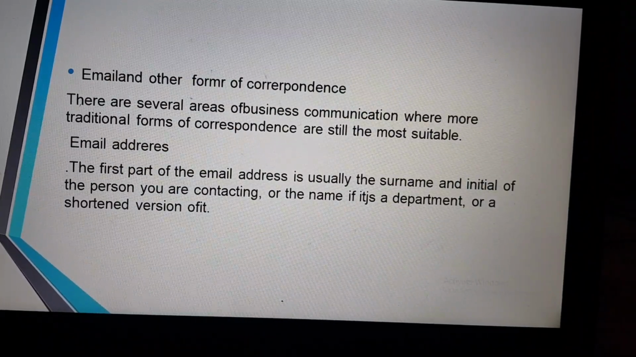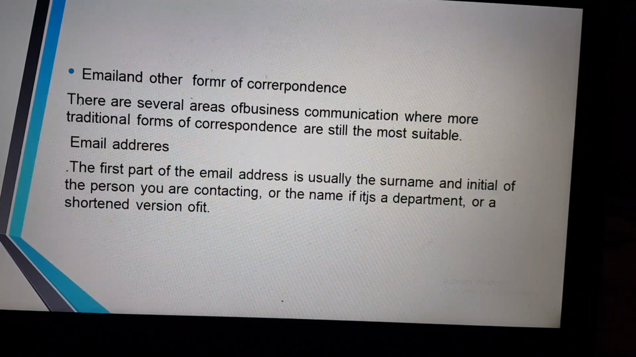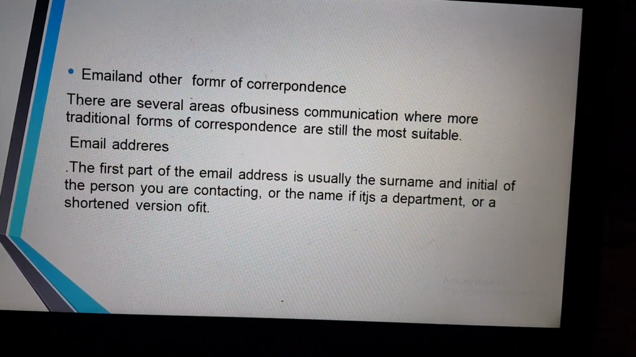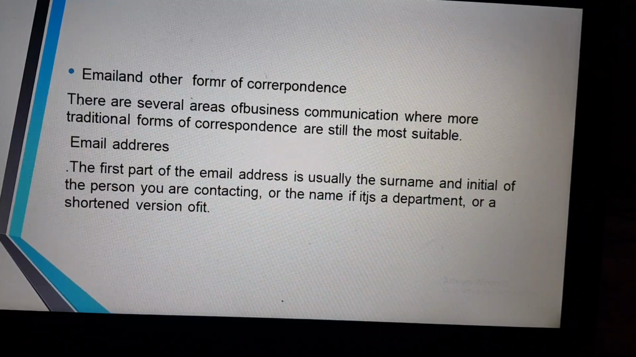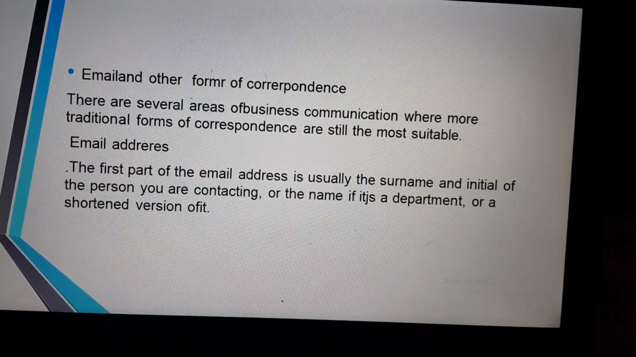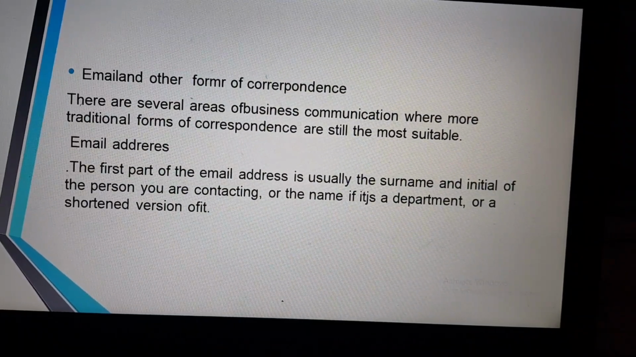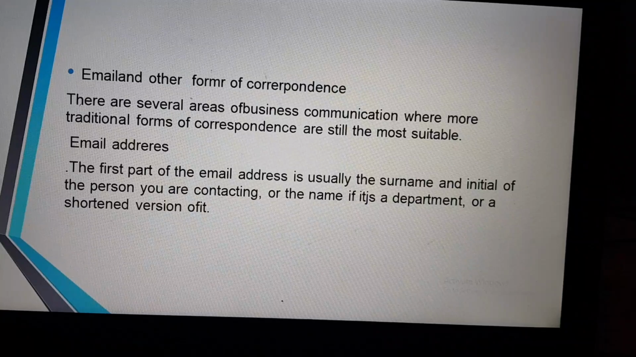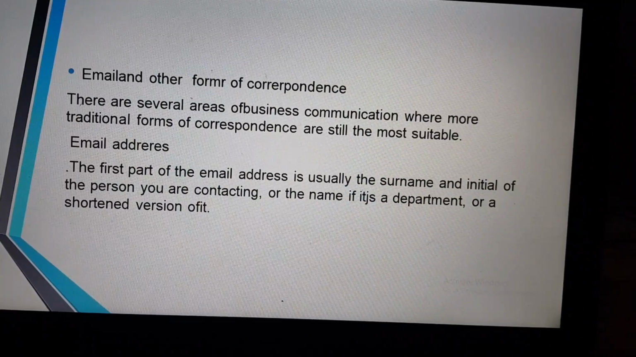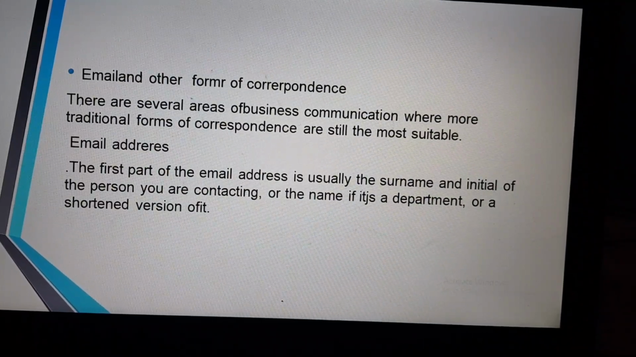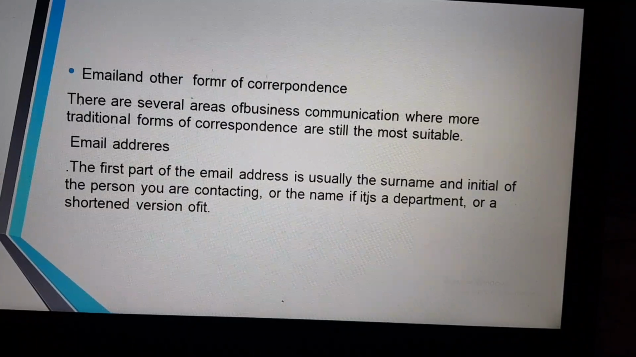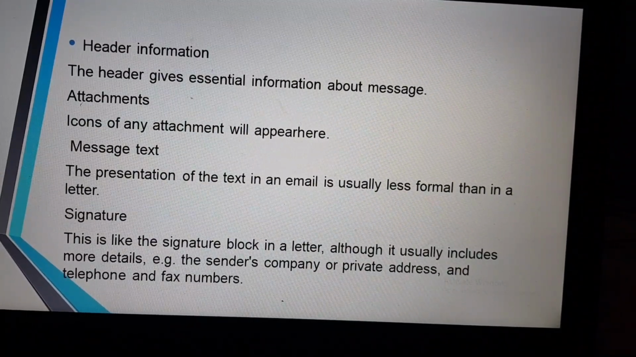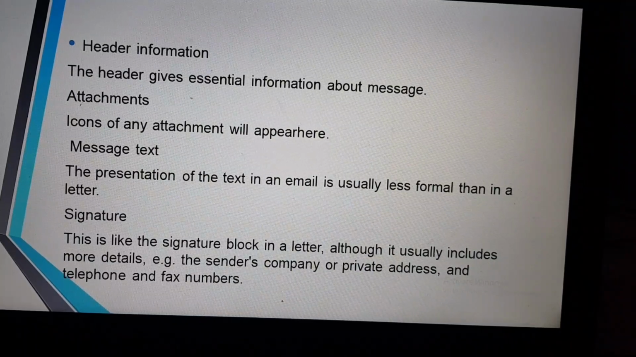Email and other forms of correspondence. There are several areas of business communication where more traditional forms of correspondence are still the most suitable. Email address. The first part of the email address is usually the surname and initial of the person you are contacting, or the name of the department, or a shortened version of it. Header information. The header gives information about the message.